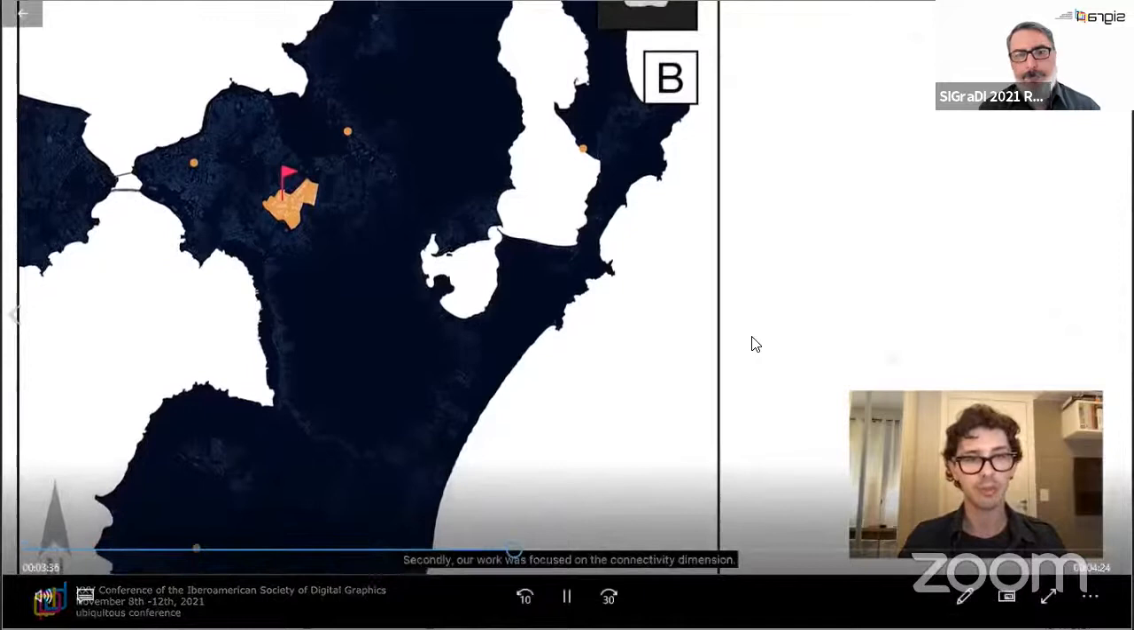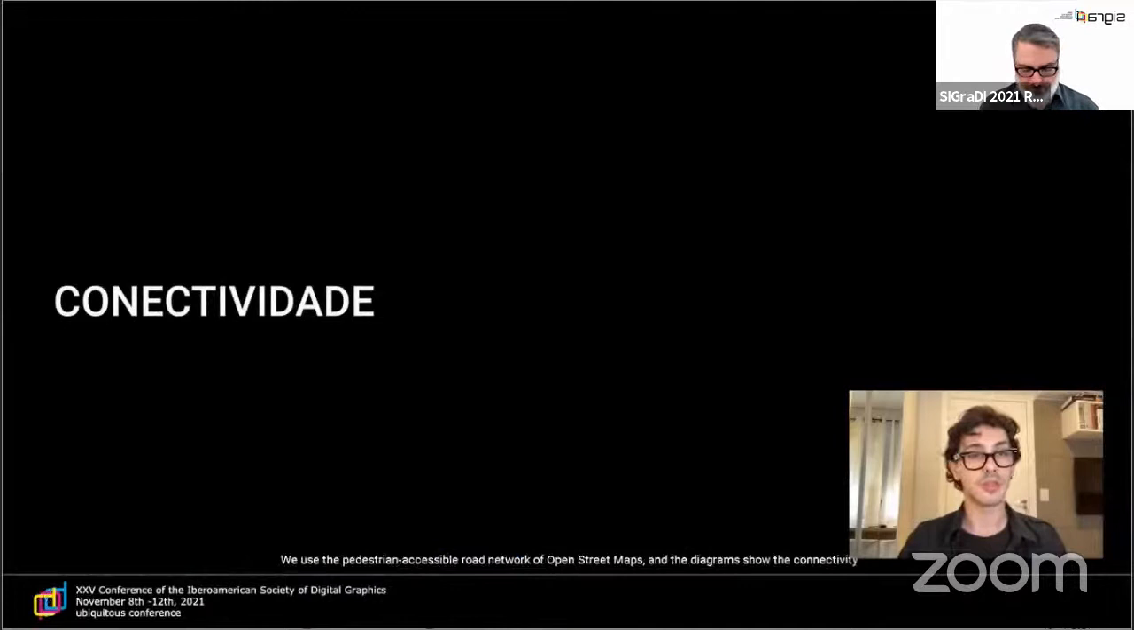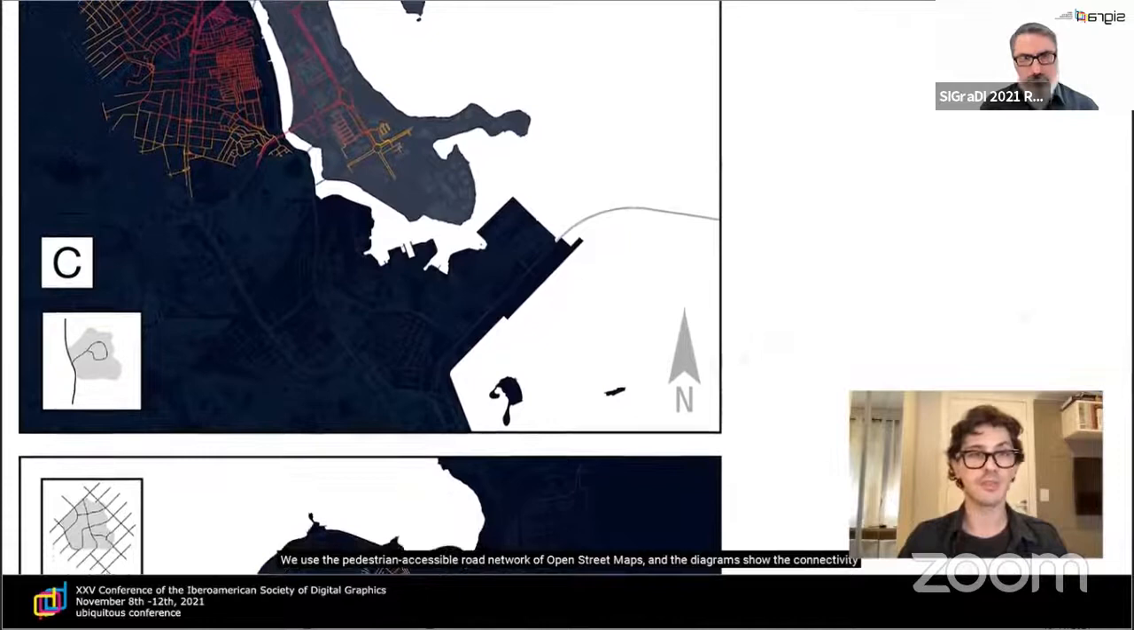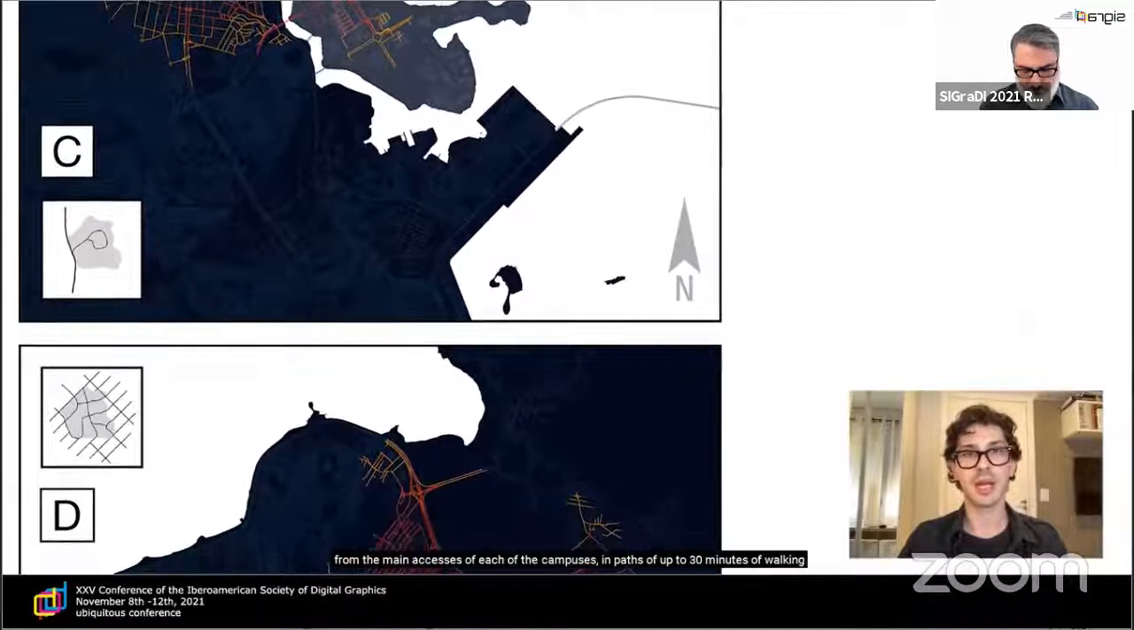No segundo momento, o nosso recorte foi mais aproximado e focou na dimensão de conectividade. Nós utilizamos a rede viária acessível a pedestres do OpenStreetMaps. Os diagramas evidenciam a conectividade a partir dos acessos principais de cada um dos campi, em trajetos de até 30 minutos de caminhada e que consideram o relevo.